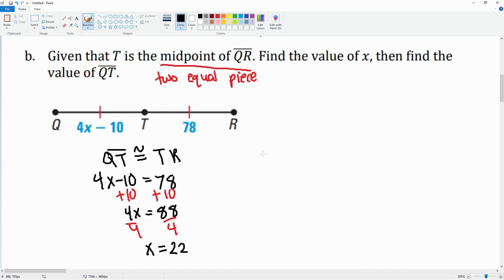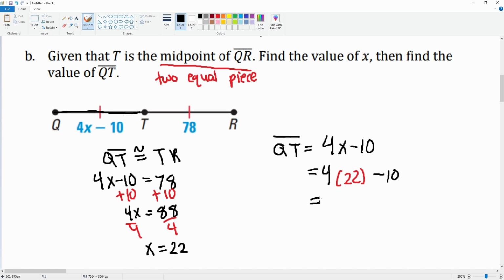Let's look at what QT is. QT is just this piece, which is just made up of 4x minus 10. Let's substitute it in. 4 parentheses 22 minus 10. 4 times 22 is 88 minus 10, which is going to be equal to 78. That is what QT is. There you go.